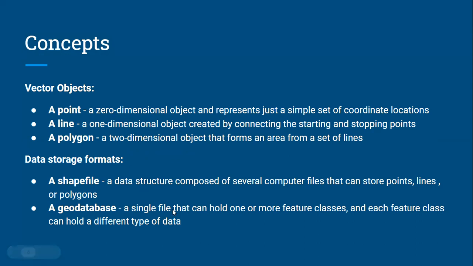Another thing is about data storage formats. We have two types of data storage. There's the shapefile. It's a data structure composed of several computer files that can store points, lines, or polygons. But one shapefile only contains one vector object type, either points or lines or polygons, not mixed together.